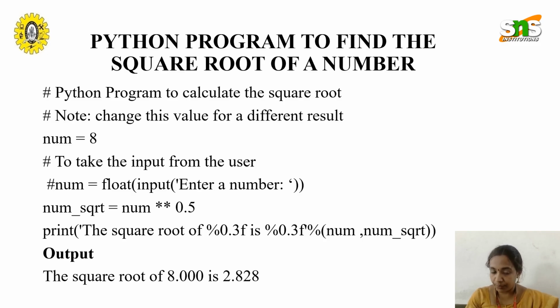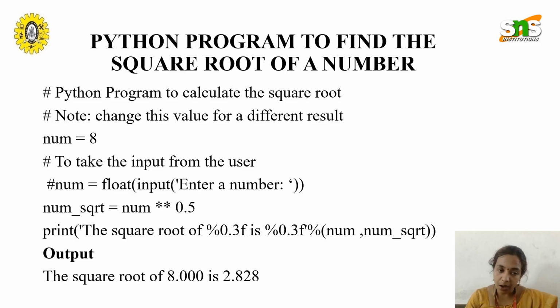%0.3f means, for 8, 8.000. If I give %0.2f, it means 8.00. If I give %0.1f, it means 8.0. The thing is, I want the output to get displayed as the square root of 8.000 is the value which we have calculated under num_square_root.